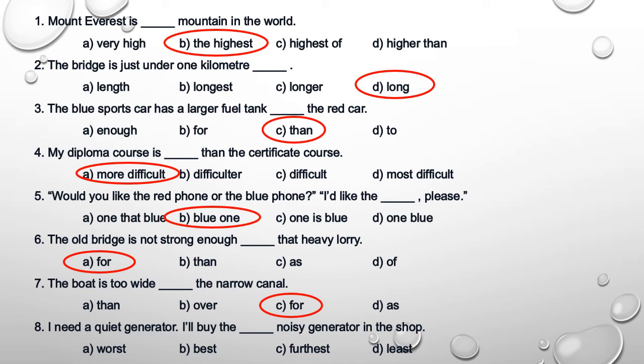Number 8, I need a quiet generator. I'll buy the noisy generator in the shop. The shop has maybe 20, maybe 25, so it has a lot of generators. So you choose the least noisy generator. We can't say the worst because we want a quiet one. We can't say the best noisy or the furthest. It's the least noisy. The least noisy.